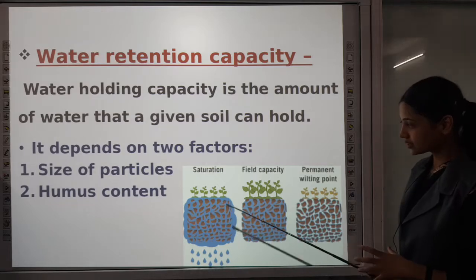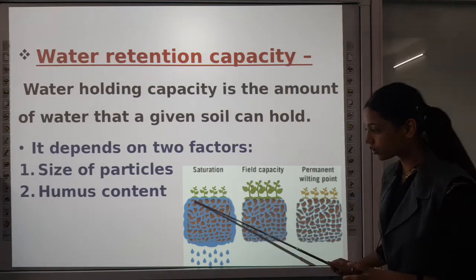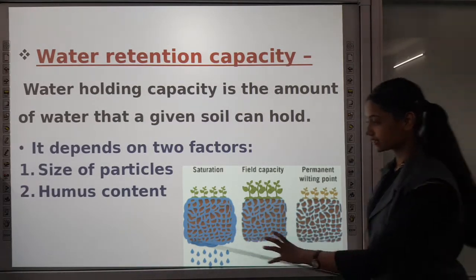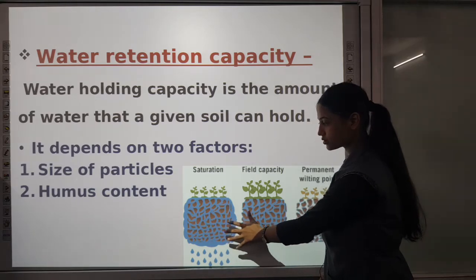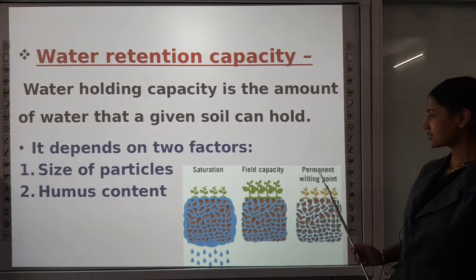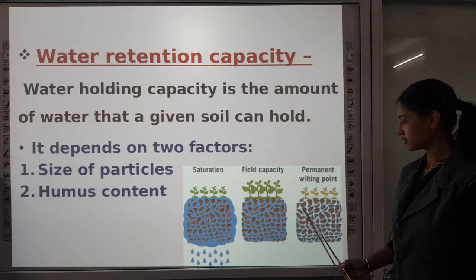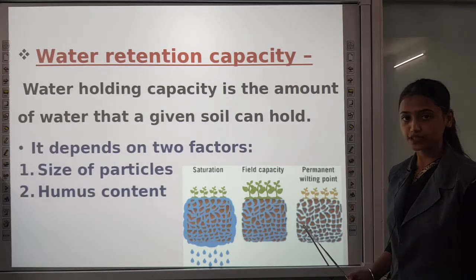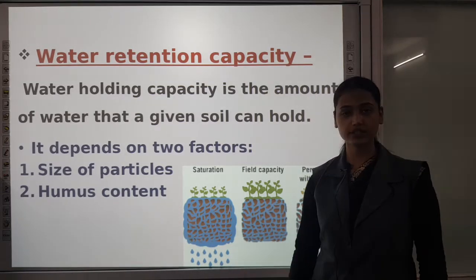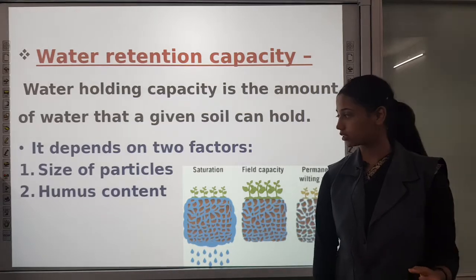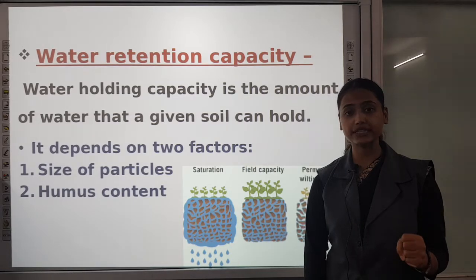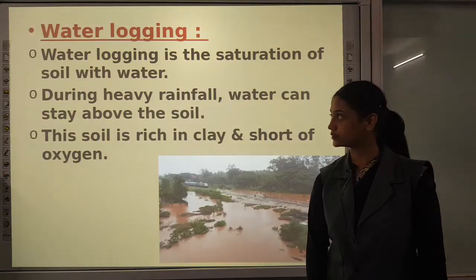Here you can see the images. This is the saturation point, which means all spaces are filled with water. This is field capacity. When the capacity of the field is over, it stops holding the water. And this is the permanent wilting point, which means there is less water present in the spaces. And how does it depend on humus content? Humus is the substance developed from dead plants and leaves.